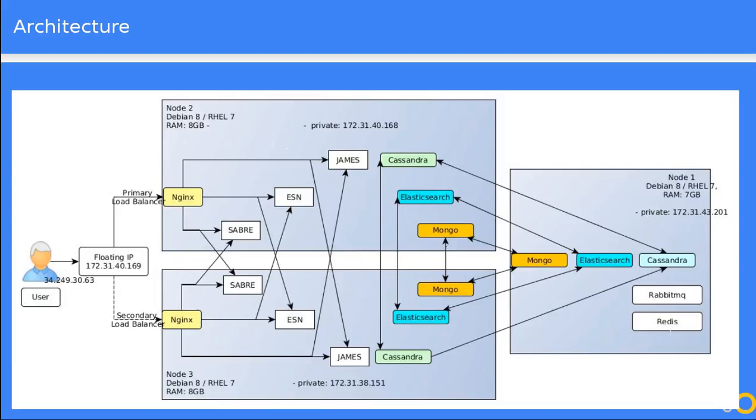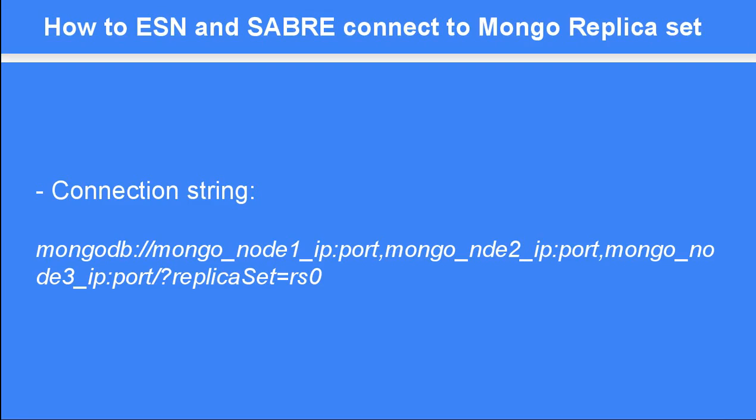And how can OpenPaaS connect to the Mongo cluster? Mongo supports connection settings to connect to a Mongo replica set, but we need to specify the Mongo node IP and port per node, and mainly we need to specify the replica set name.